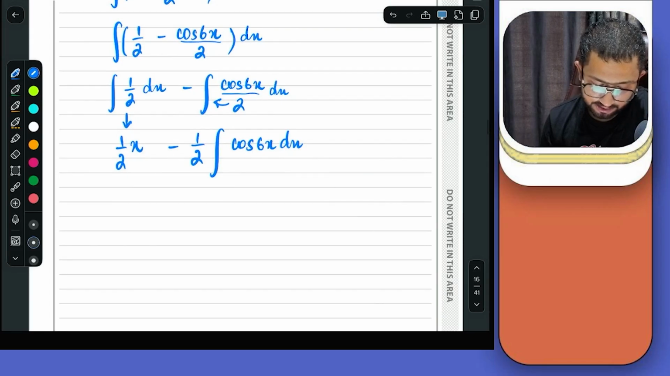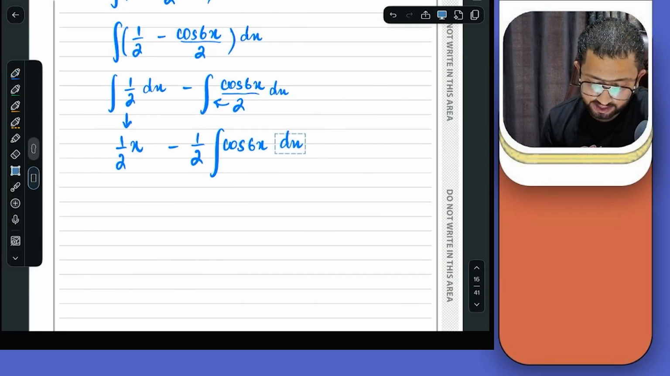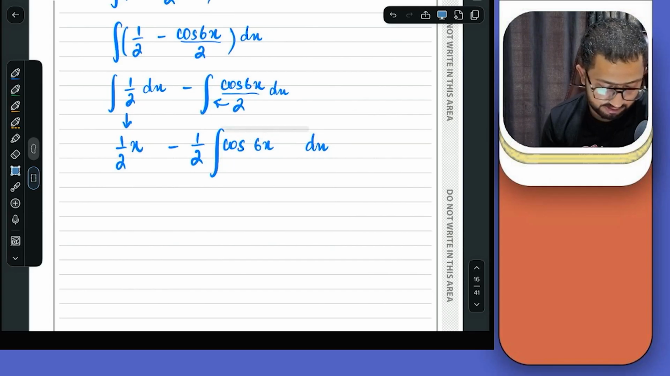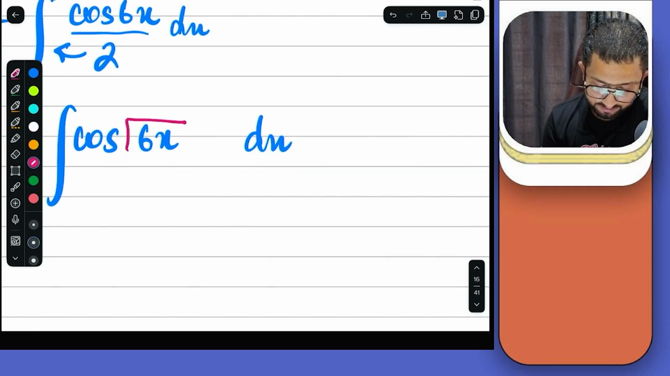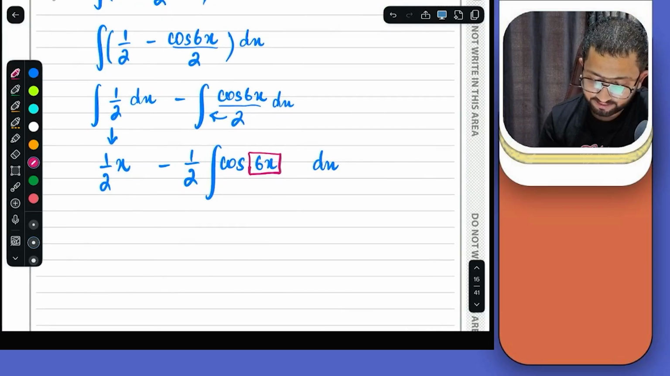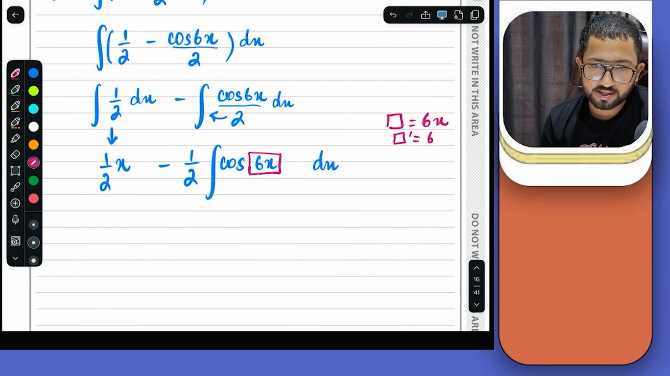Now what can I do? Everyone knows that I can't integrate until the derivative of the angle is present outside the box. What is the angle? What is the box? 6x. What is the derivative of the box? 6. The derivative of 6x is 6, which is not present. So you have to multiply with 6 and divide with 6. That is a universal rule for mathematics.